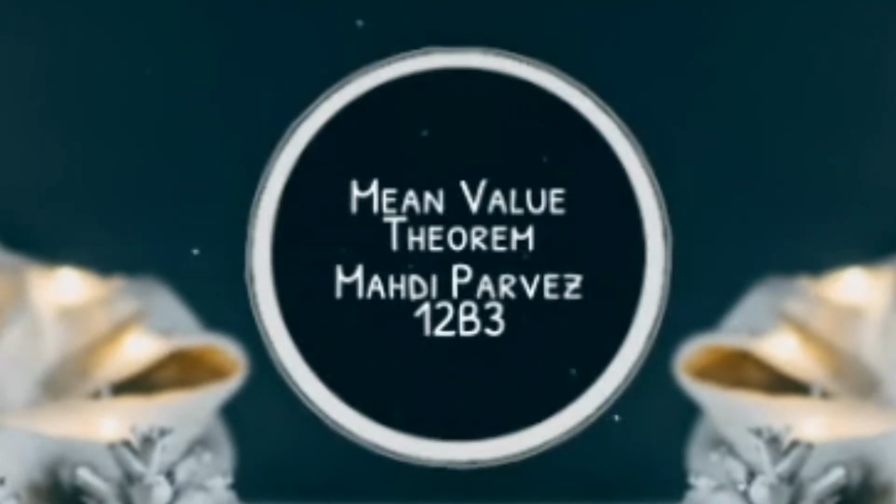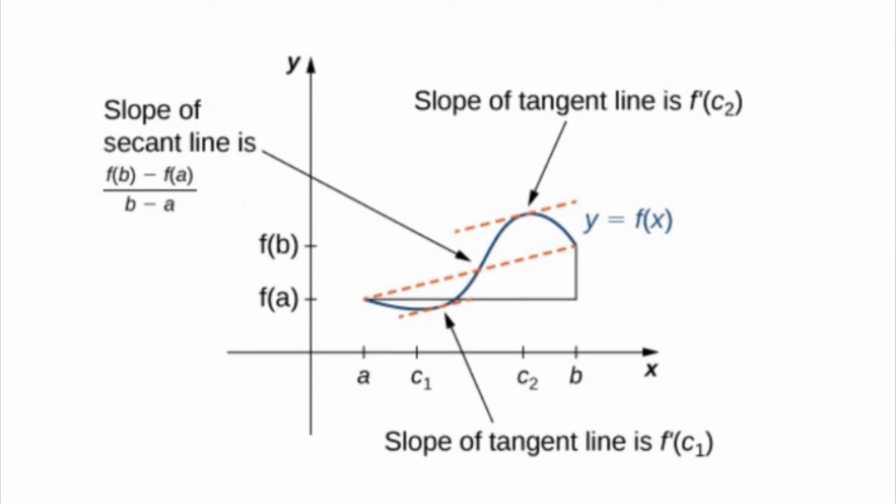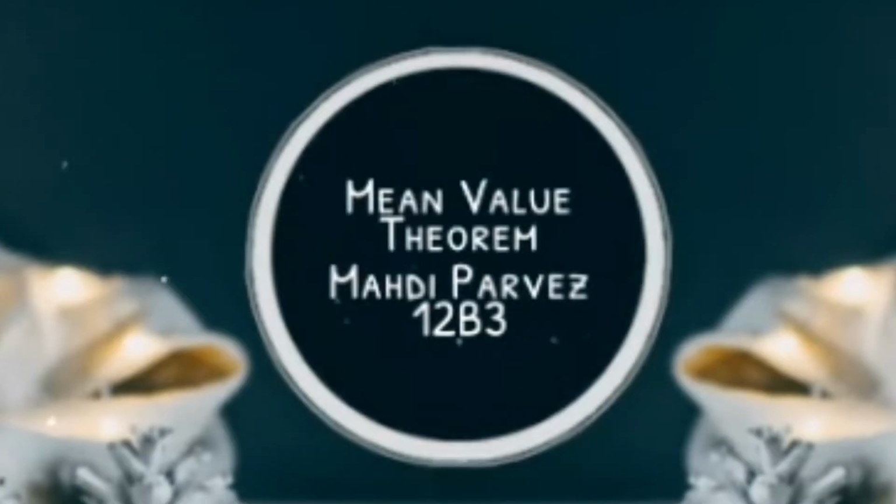Okay, now let's learn about the formula which is used here. The MVT says that for a function that meets its conditions, at some point the tangent line has the same slope as the secant line between the endpoints. For this function, there are two values, c1 and c2, such that the tangent line to f at c1 and c2 has the same slope as the secant line.